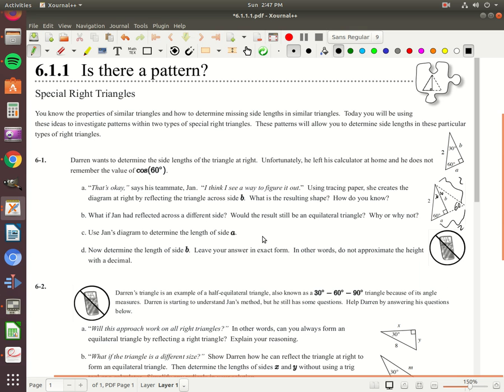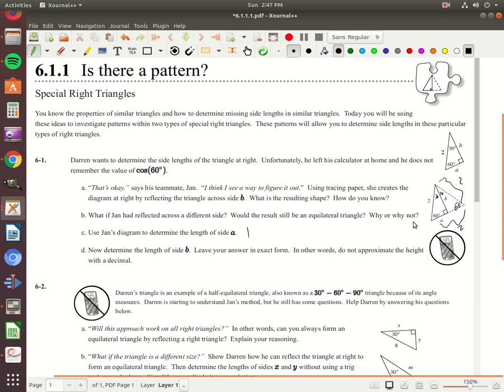So it says, what if Jan had reflected across a different side? Would the result still be an equilateral triangle? I don't know. If she went over here, it looks like we'd be getting a rectangle of some sort. So it says, use Jan's diagram to determine the side length of A. Well, think about it. It's half of 2. So A must be 1.